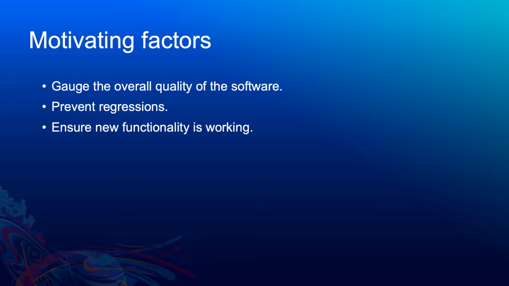We also want to prevent regressions. Now, if you're new to testing, a regression is a bug that was fixed but returned at some point. It's important to have tests to make sure regressions don't come back. And lastly, we want to have confidence that new functionality going into the codebase is working and high quality. I do want to add that this is not an exhaustive list.